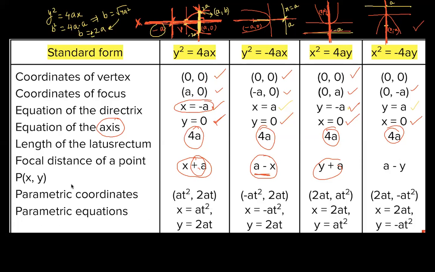Now, the parametric coordinates, which you have to memorize, are given as at square, 2at. If it is on this side, the x coordinate is negative, so it is minus at square, 2at. And this is 2at, at square. And here y is negative, so minus at square. For the parametric equations, x equals at square and y equals 2at. Here x equals minus at square and y equals 2at. Here x equals 2at and y equals at square. And here x equals 2at and y equals minus at square. That's it.